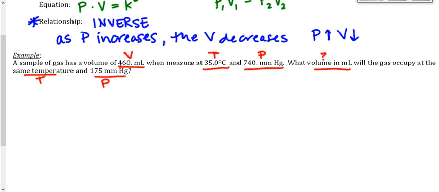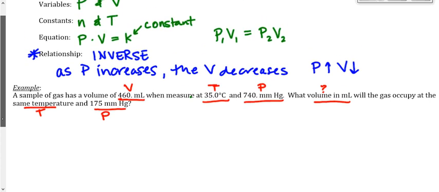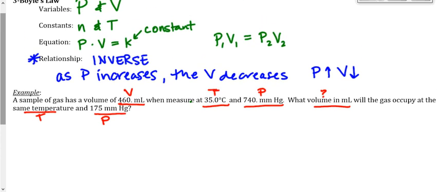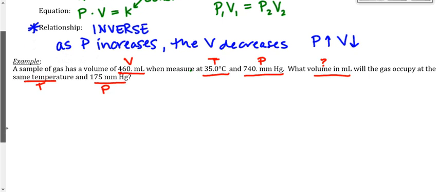So I've got a pressure. So here's what I can do. I can first eliminate anything that stays the same, anything that doesn't change. As I go back up here, those are our constants. So notice moles wasn't even mentioned because they're constant, doesn't matter. Temperature, it says it's the same temperature. So this number means nothing to me for this problem. All right, so what I care about are my volume and my pressure.